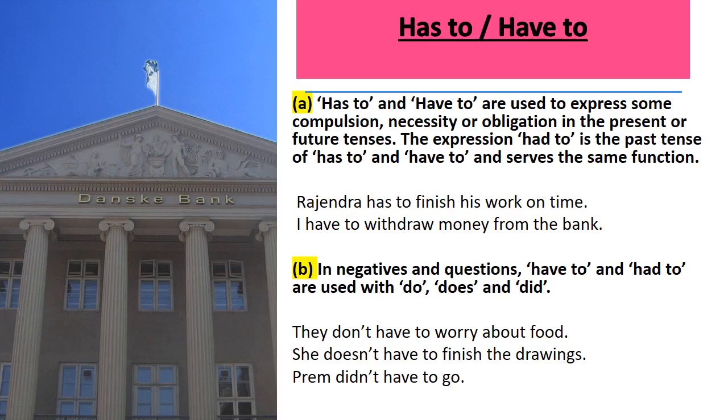In negatives and questions, have to and had to are used with do, does and did. They don't have to worry about food. She doesn't have to finish the drawing. Prem didn't have to go for past.